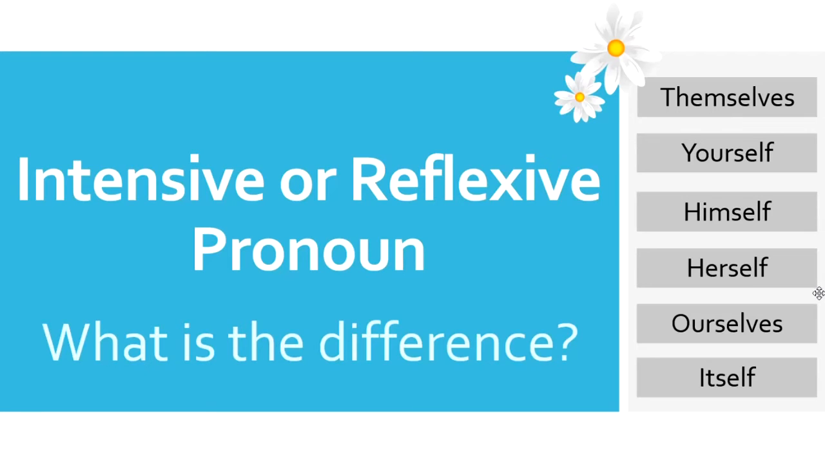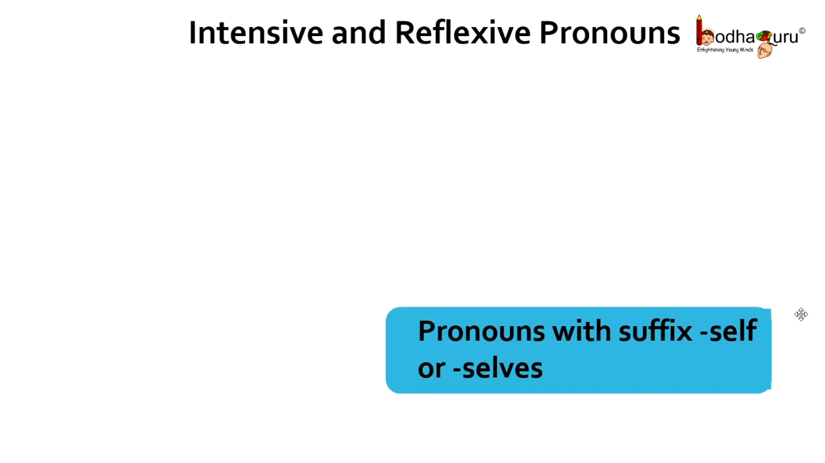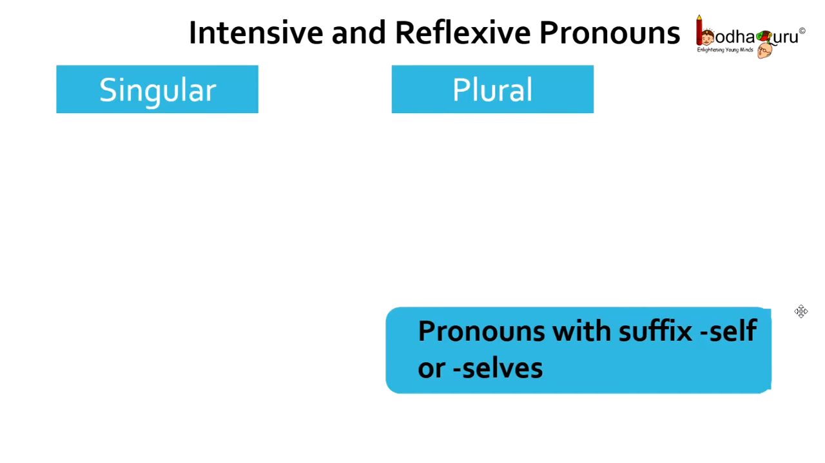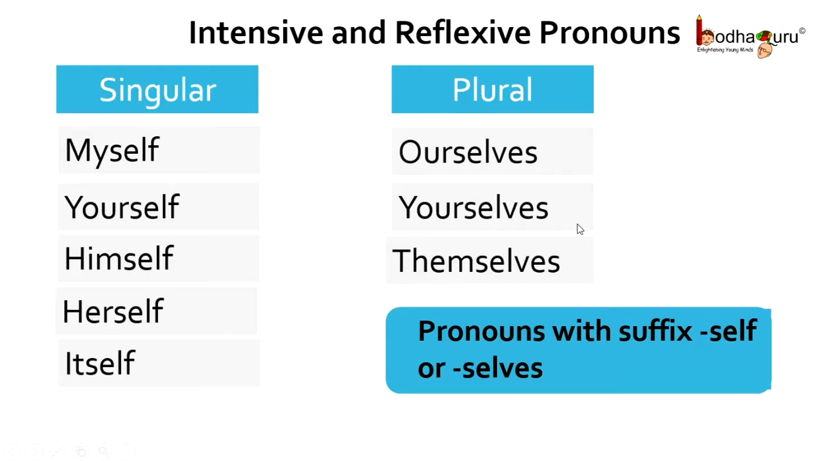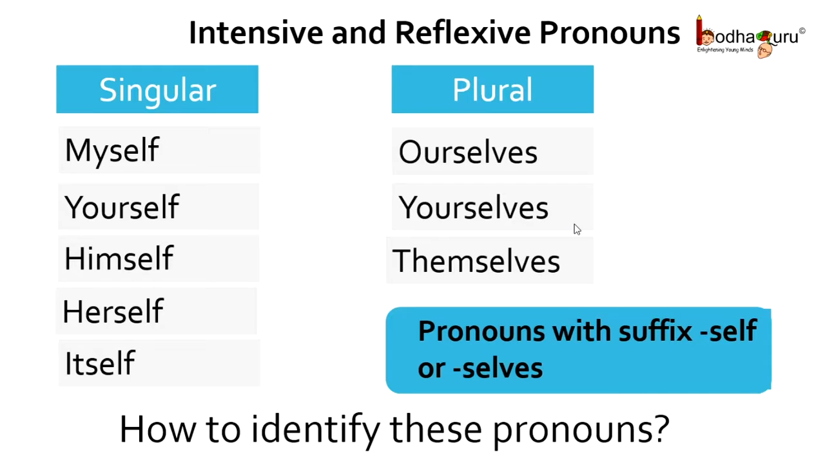Hello friends, let's learn what is the difference between intensive and reflexive pronouns. We already know that intensive and reflexive pronouns are the pronouns with suffix either self or selves. In singular form we have myself, yourself, himself, herself, itself, and in plural form we have ourselves, yourselves, themselves. But how do we identify whether it's an intensive or reflexive pronoun? Well, it depends on the usage.